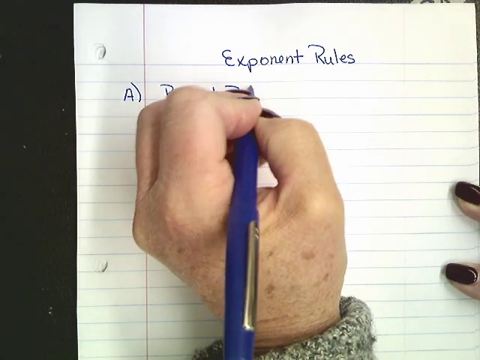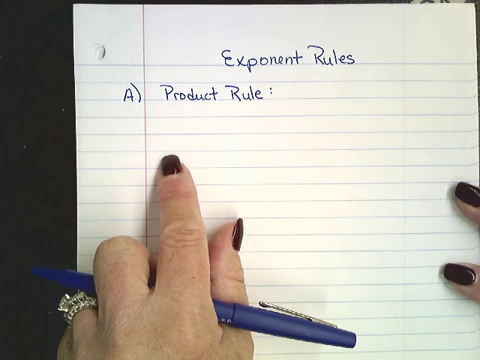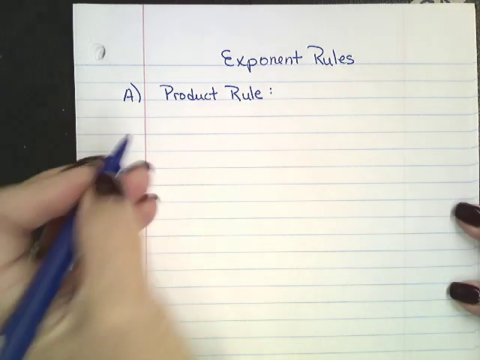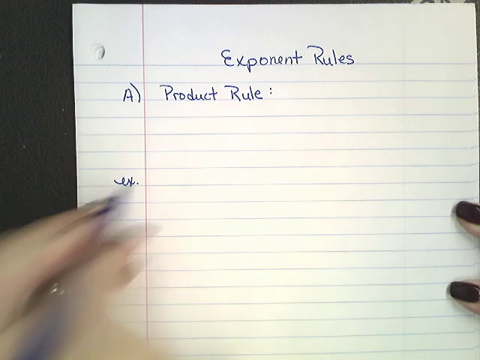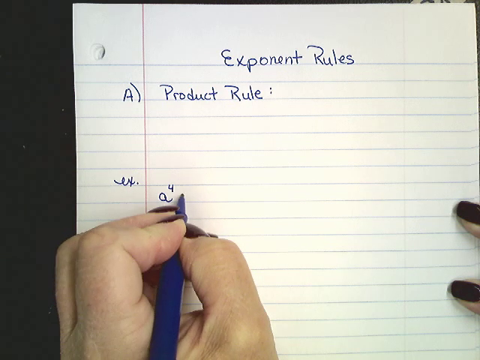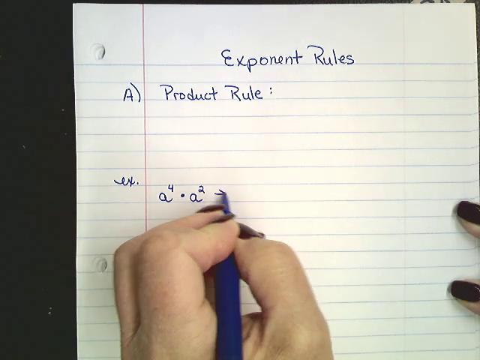Now I want you to write down product rule, but I want you to then skip maybe 4 lines, because we're going to do some examples first, and I want you to try to see if you can recognize what that rule is going to be. So we have examples. A to the 4th power times a to the 2nd power.